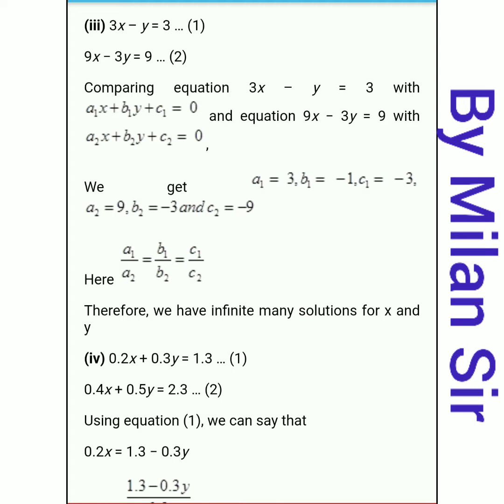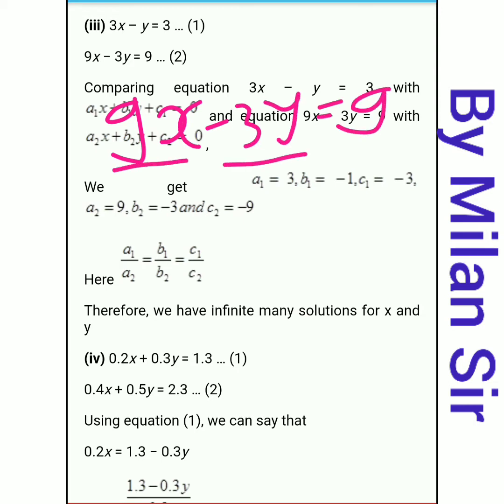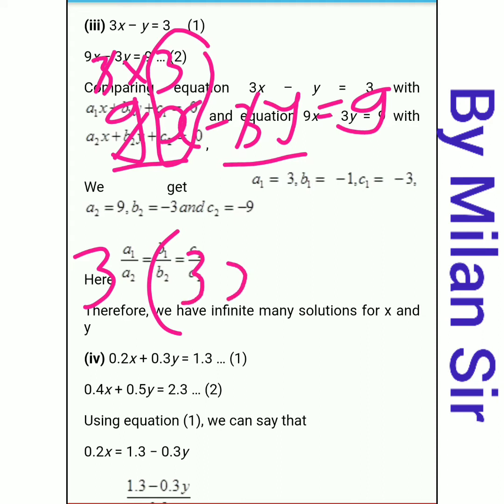If we simplify our second equation, 9x minus 3y is equal to 9, we can take 3 as common from the left hand side. 9 means 3 times 3, so 3 is common, and 1 three cuts from each term. What is remaining? 3x minus y is equal to 9.